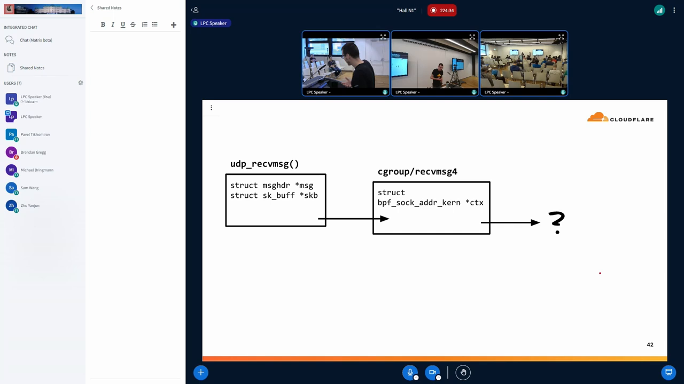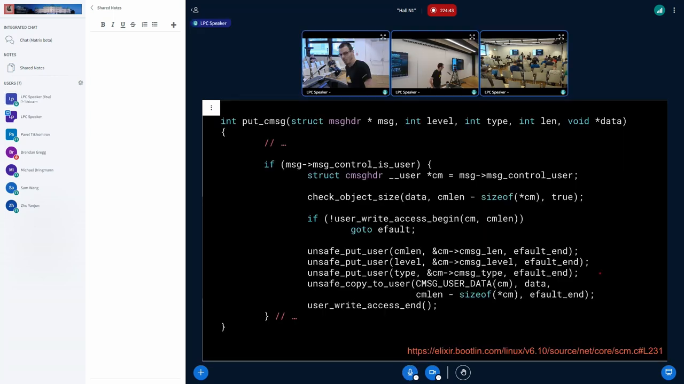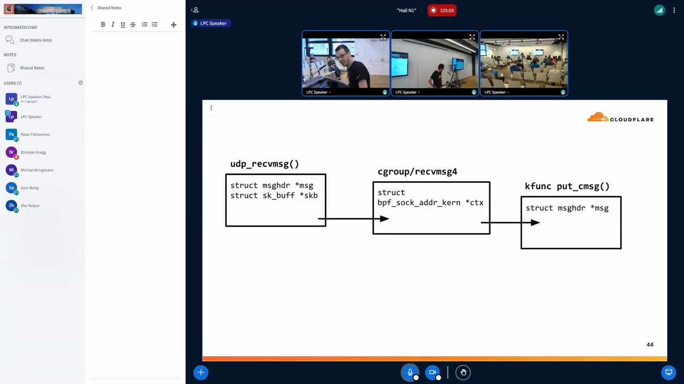What do we need to do to actually populate the cmsg buffer that the user space has handed in? We already have all the code in the kernel to do that, to do all the validation and lay out the data in the way it's expected by the user space, in the form of the put_cmsg helper. So perhaps we could just expose that to BPF, wrap it as a kfunc, and that way the BPF program itself doesn't have to worry about dealing with the layout and doing it properly.